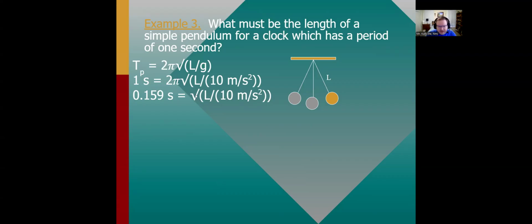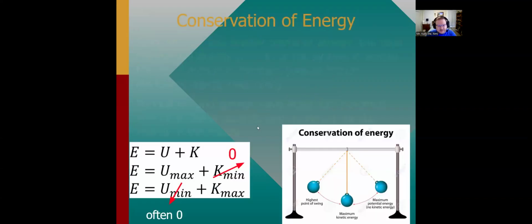Equals the square root of L over 10. Square both sides, and we get 0.0253 seconds squared equals L over 10 meters per second squared. Multiply both sides by 10, we get 0.253 meters equals the length needed. It'll be a little less in the real world because gravity is actually 9.8, but 10's good enough for this.